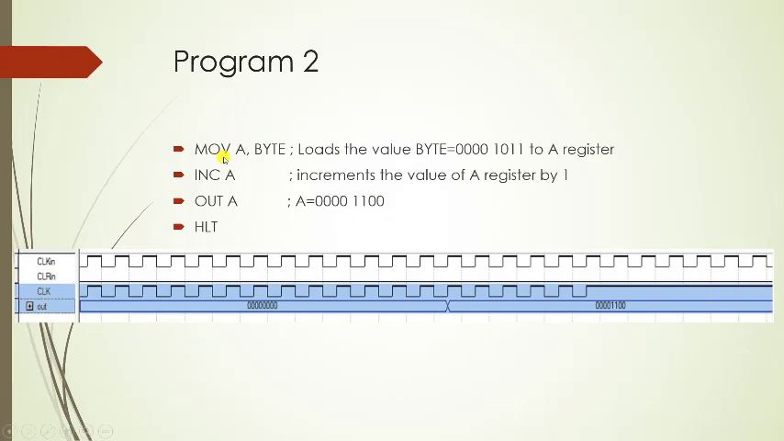In this program, we have done the increment operation. In this first line, we have written move A byte. The value of the byte is this, and it loads the byte into A. Then we increment A, which adds 1 to the value of A, and then we output, which is this. So we can see that the simulation results match our program.